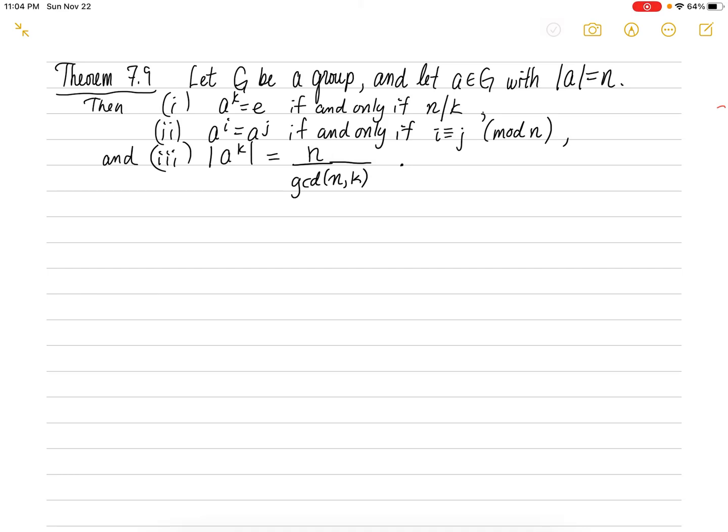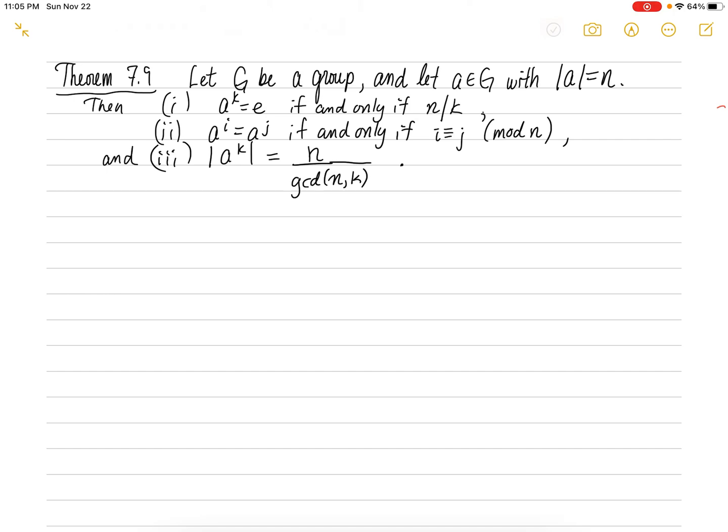So this theorem 7.9, I find parts of this really useful, especially part 1 and part 3. It says the following: let G be a group, and let's take an element a in G where the order of a is n. Number 1, a to the k, where k is a positive integer, equals the identity if and only if n divides k. That's useful sometimes.